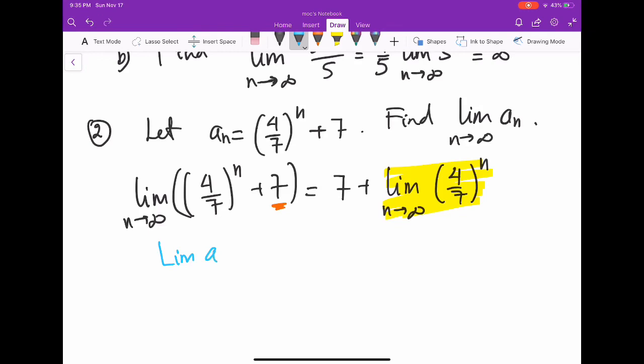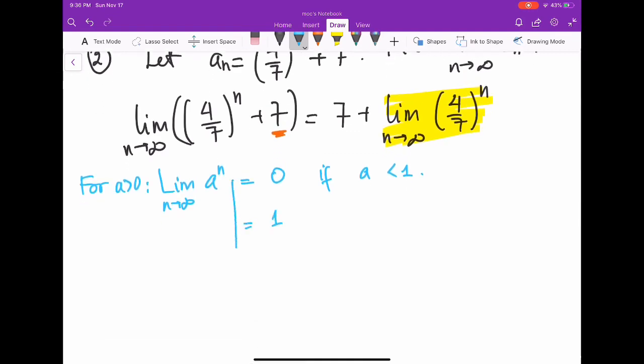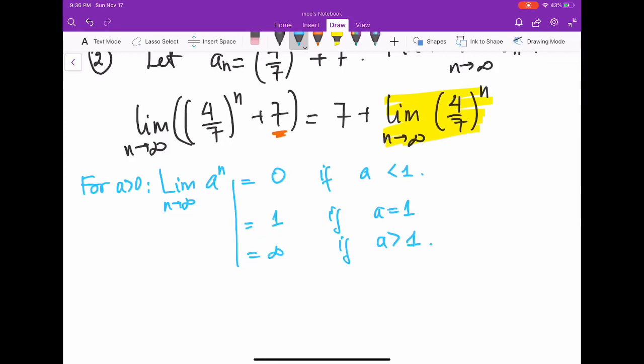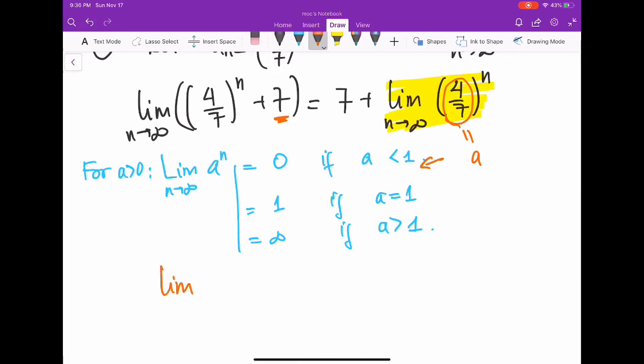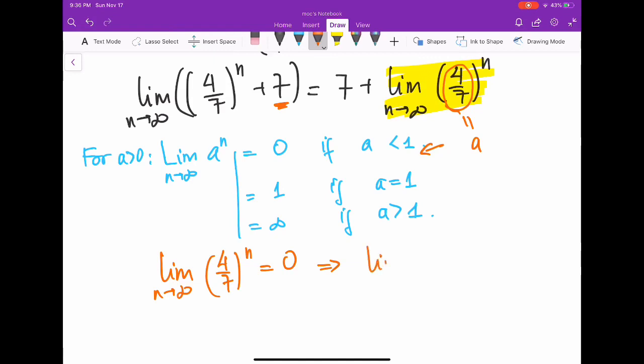We know that the limit of a^n as n goes to infinity, for a greater than 0, is equal to 0 if a is less than 1, equal to 1 if a is 1, and equal to infinity if a is greater than 1. In this situation, a is equal to 4/7. According to this, we are in the first case, so the limit of (4/7)^n as n approaches infinity is 0. From here, we get that our limit is equal to 0 plus 7, which is 7.